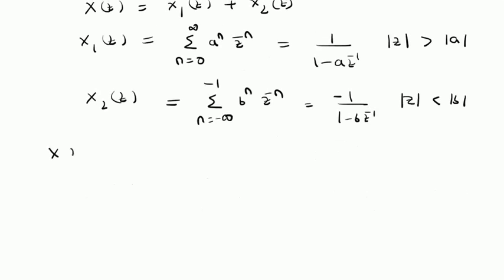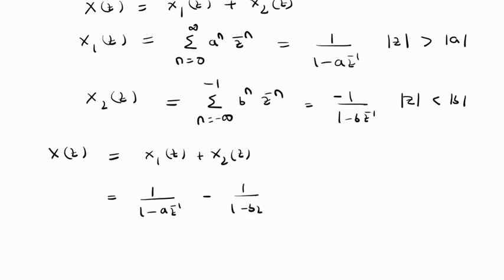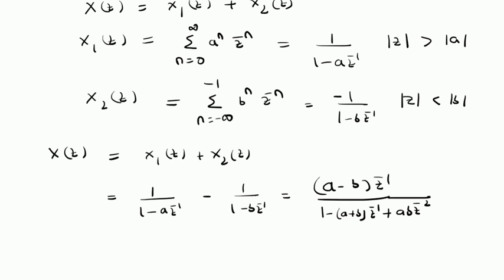Now to find the overall Z transform, we combine x1 of z and x2 of z, and the combination is simply the sum of 1 by 1 minus a z inverse minus 1 by 1 minus b z inverse. Upon some simple algebra, we can easily show that this is equal to (a minus b) z inverse divided by 1 minus (a plus b) z inverse plus ab z^(-2). So that is the overall Z transform. But the main question is, what is the corresponding ROC?